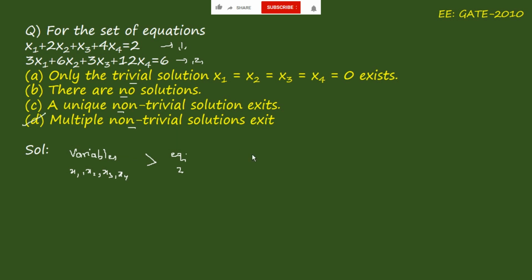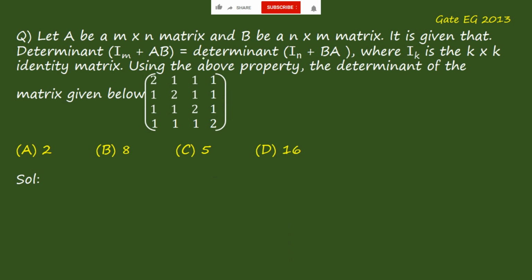Come to the next question. Let A be an M cross N matrix, B an N cross M matrix. It is given that the determinant of I of M plus AB is equal to the determinant of I of N plus BA, where I of K is the K cross K identity matrix. Using the above property, find the determinant of the matrix given below. If you consider this particular matrix as A, now we have to find the determinant of matrix A, right?